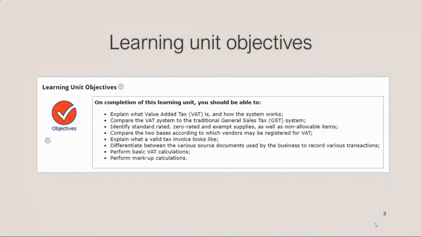So what's the current VAT rate? What is it charged on? It's charged on the consumption of goods or services. And then make sure that you know the difference between a standard rated, a zero rated, and an exempt supply, as well as your non-allowable items, because they love asking that either in table format or they will give you a scenario and then ask you indirectly what type of supply we are looking at.